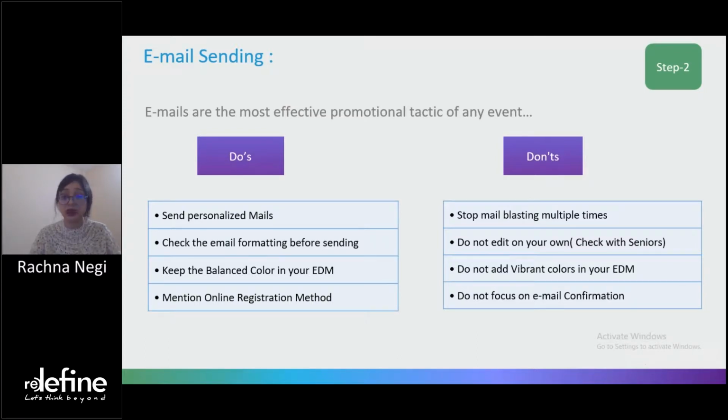Check the editing part. The third is, do not add vibrant colors in your EDM. As I said earlier, use balanced colors. Accordingly, do not use vibrant colors. I will give you an example of which vibrant colors you should not use and which balanced colors you must use.